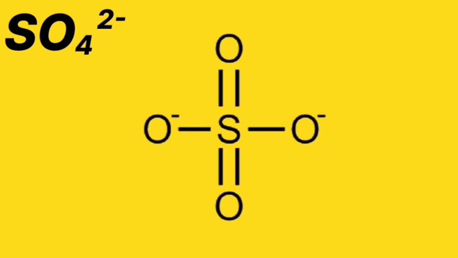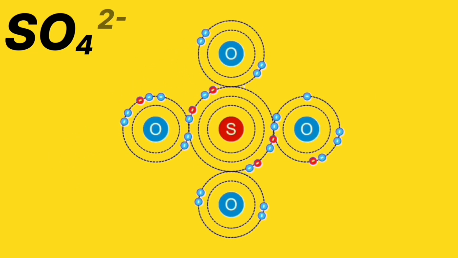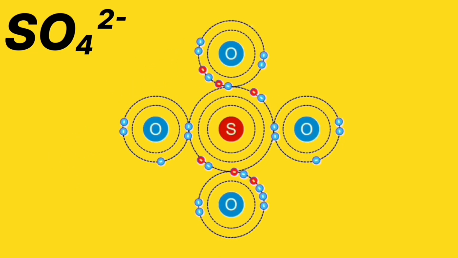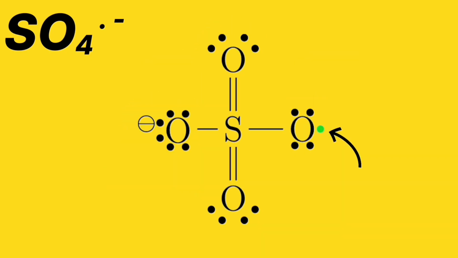This is the sulfate ion, sulfur with 4 oxygens, 2 of which are negatively charged. The sulfate ion has 32 valence electrons. The sulfate radical, however, has 1 less electron, making it extra reactive. Most radicals are reactive, but the sulfate radical takes it to another level.